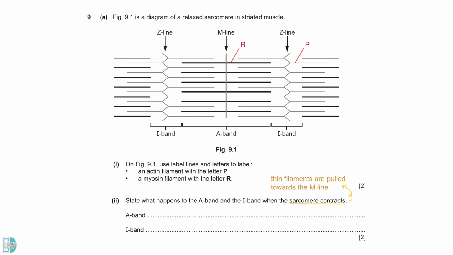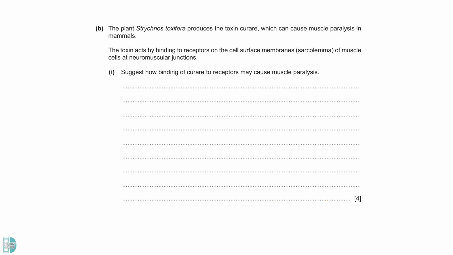When the sarcomere contracts, the thin filaments are pulled towards the M line, so the A band will stay the same, but the I band gets narrower. B talks about a toxin that can cause paralysis by binding to the receptors on the cell surface membranes of muscle cells at neuromuscular junctions. Suggest how binding of curare to receptors may cause muscle paralysis.